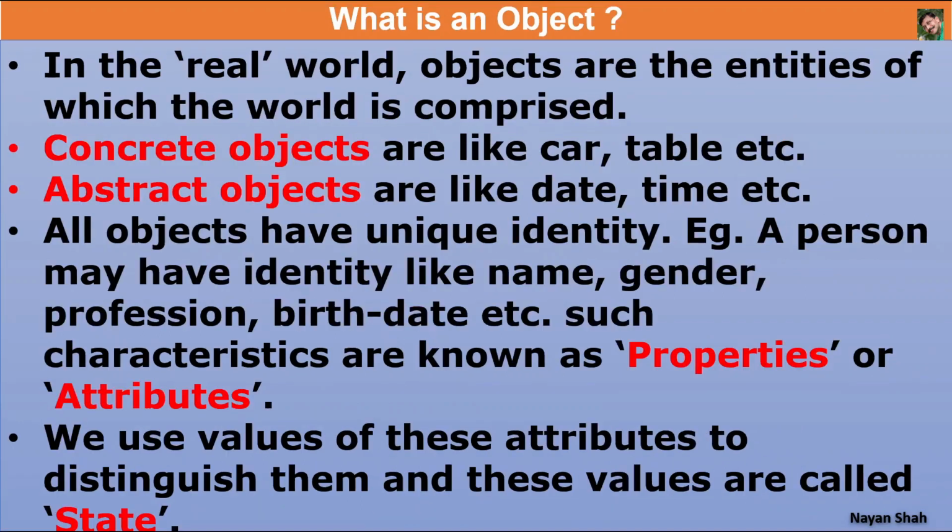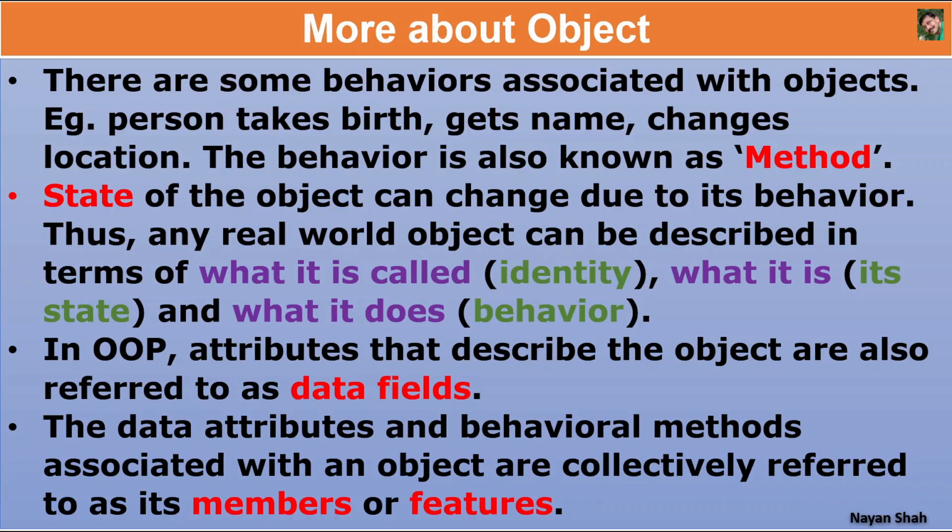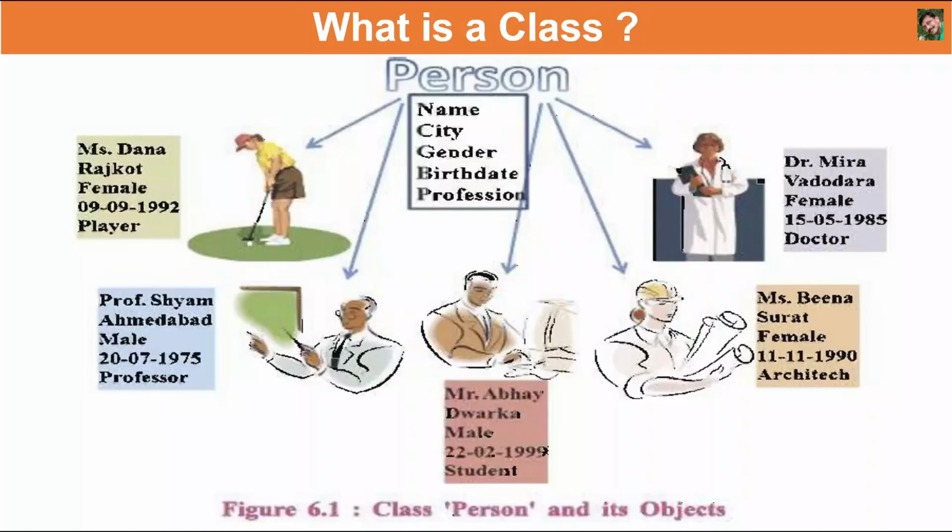So now the properties, attributes and behavior, as we discuss in this slide, both together or collectively are known as members or the features of the object. Members or features of the object means the attributes and behavior, that is state and behavior of the object. Together, collectively, they are referred to as its members or features. Now we will be discussing class and object.